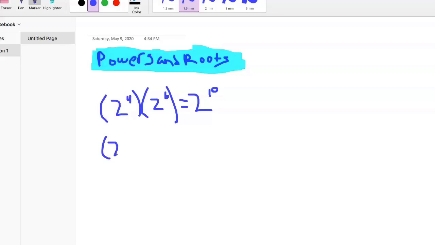Now you could also get a question like this. So 2 different rules for 2 different types of questions. If it was 2 to the 4th, to the 6th, right?